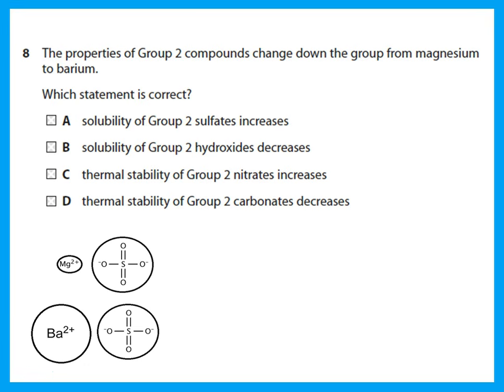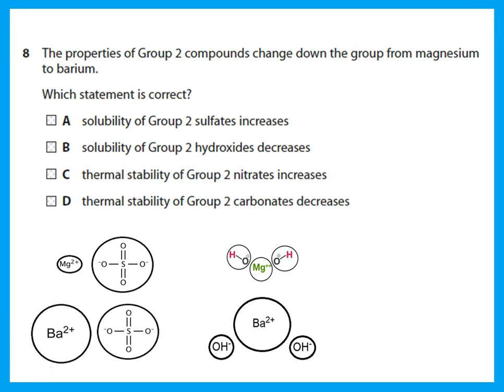Let us take a look at this. We said sulfate groups are regarded as large groups. Now, as we go down, the group 2 ion becomes bigger, and we said if both of them are bigger, a bigger metal ion with a bigger anion, then they are more stable, so they will be less soluble. So actually A is wrong. Magnesium sulfate would be more soluble than barium sulfate, so solubility decreases as we go down.